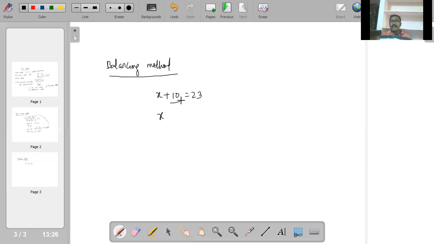what I'm doing is subtracting 10 on both sides, left hand side and right hand side. So x plus 10 minus 10 equals 23 minus 10. Now x plus 10 minus 10 got cancelled. Then x equals 23 minus 10, which is nothing but 13. So x equal to 13 is the solution of this equation. So this is nothing but the balancing method.